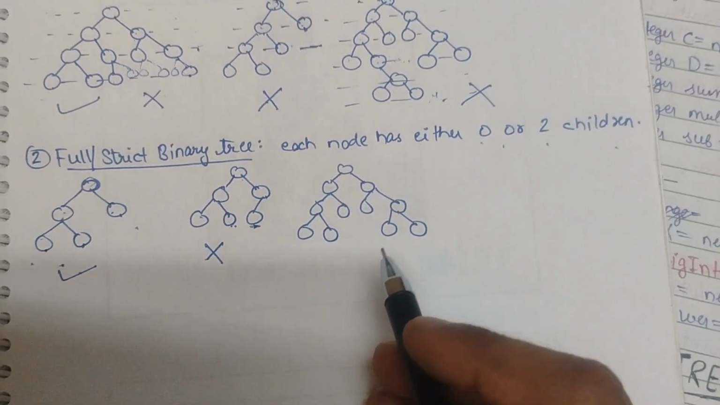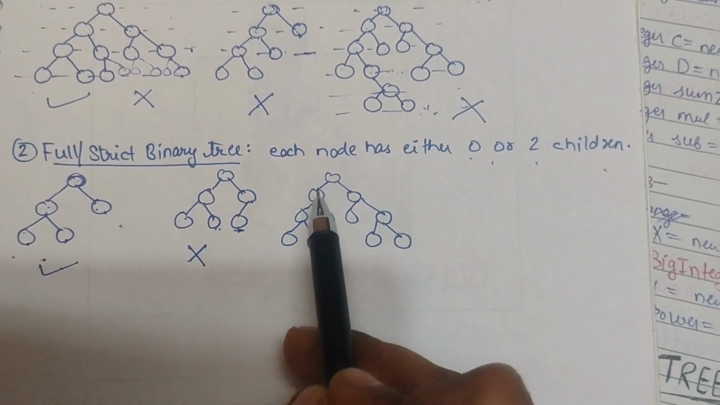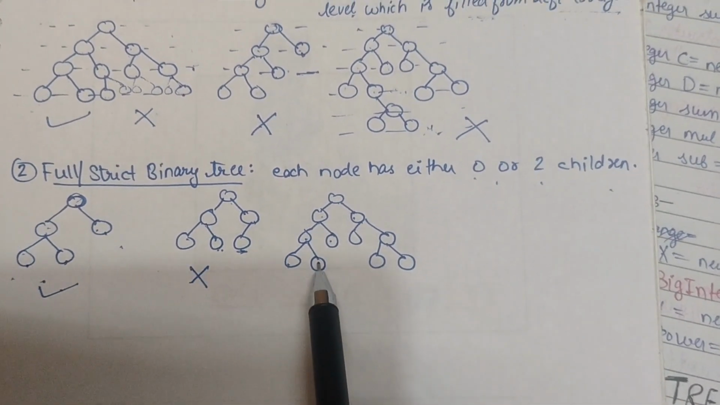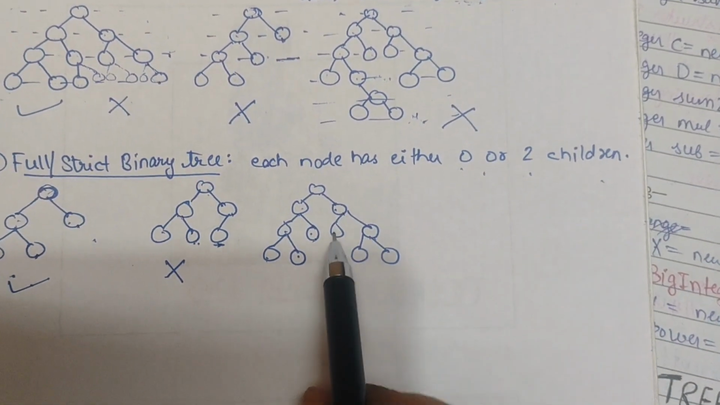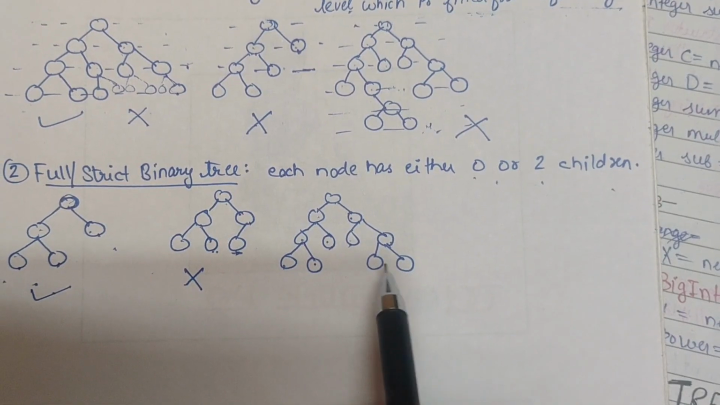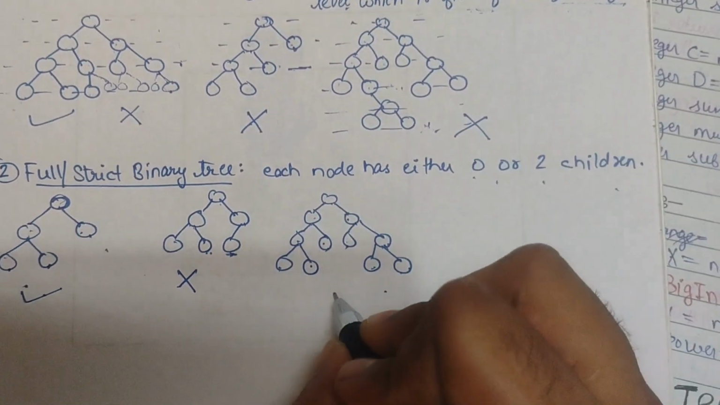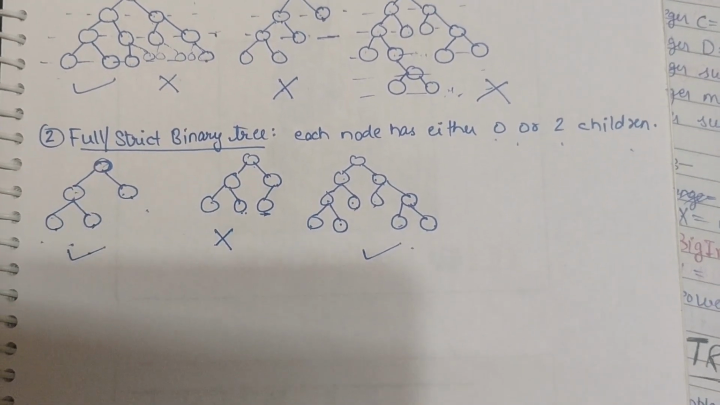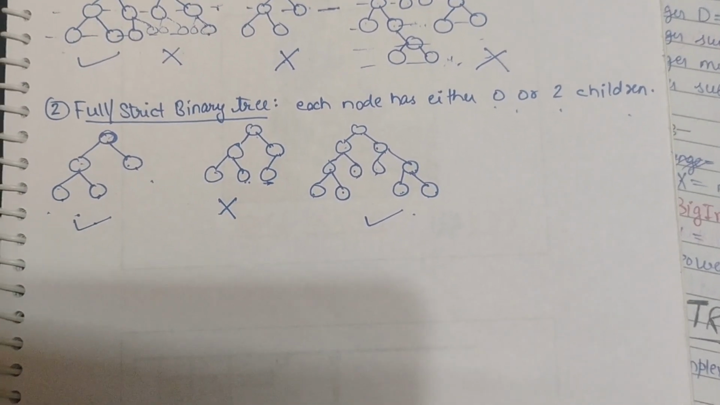Now the third example, we'll go from top to bottom, node wise. This node is having 2 nodes. Okay. This node is having 2 nodes. Okay. This node is having 2 nodes. Acceptable. This node is having 0 nodes. Okay, that is also acceptable. This node is having 2 nodes. Okay. This node is having 0 nodes. Okay. What about this node? 2 nodes, and these 2 are leaf nodes having 0 children. Okay. So we can say that this is a full or strict binary tree. You can solve more questions by randomly making trees by yourself for better understanding.